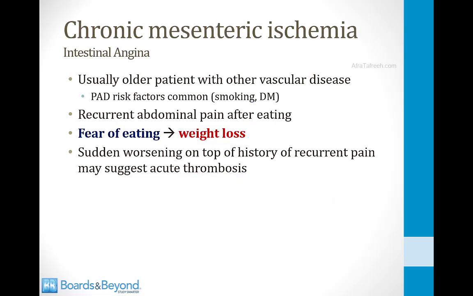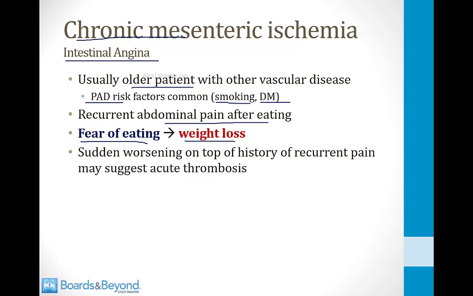Now everything I've told you up to now is about acute mesenteric ischemia, but there is something called chronic mesenteric ischemia, which is sometimes called intestinal angina, because it's similar to angina in the heart. This usually occurs in older patients who have risk factors for vascular disease. They may be a smoker, they may have diabetes, they may even have known peripheral arterial disease such as obstruction to blood flow to their legs. These patients develop recurrent abdominal pain after eating.